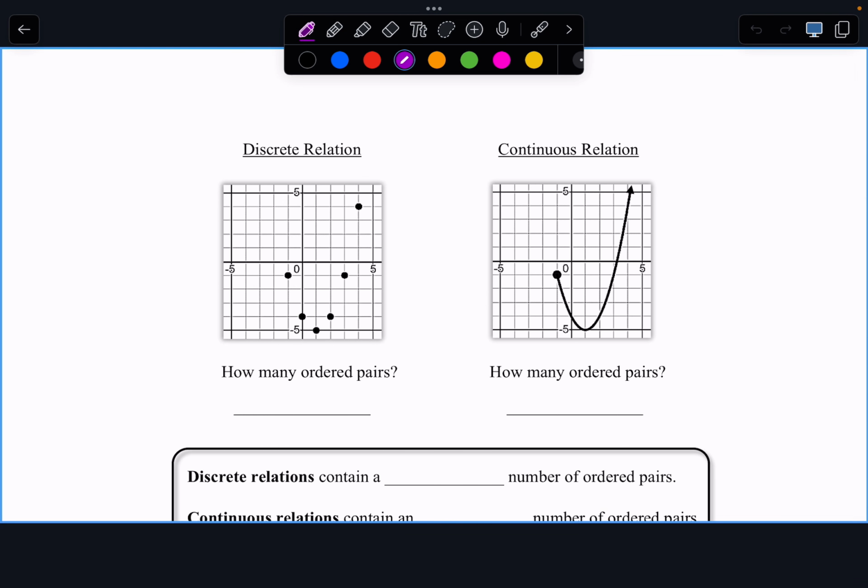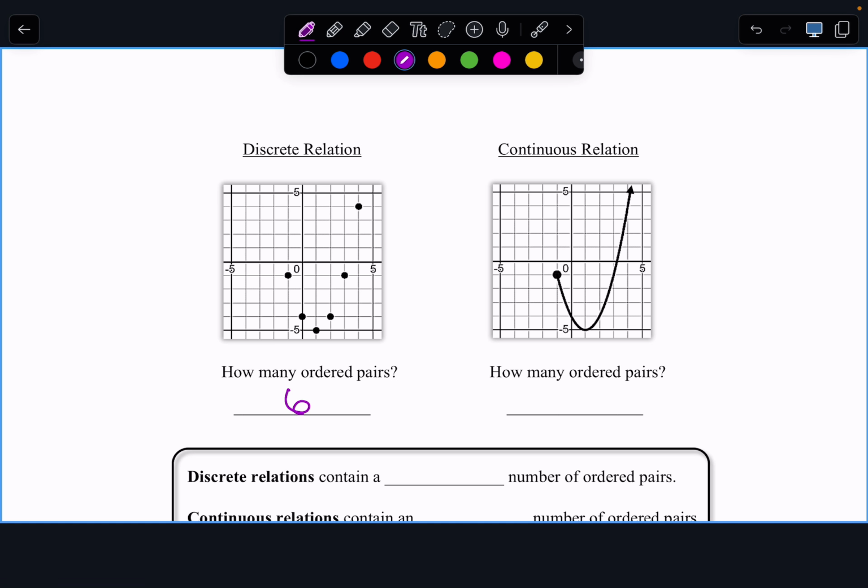Okay. On your notes sheet, this is an example of a discrete relation, and this is an example of a continuous relation. How many ordered pairs are in this? Really? How many? 6. Okay.